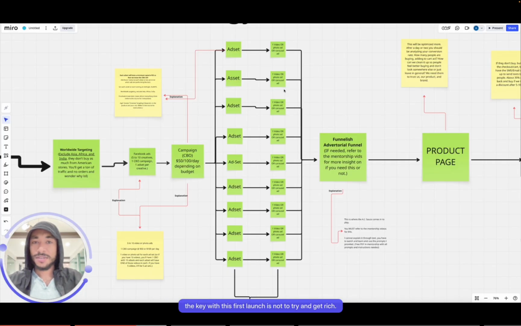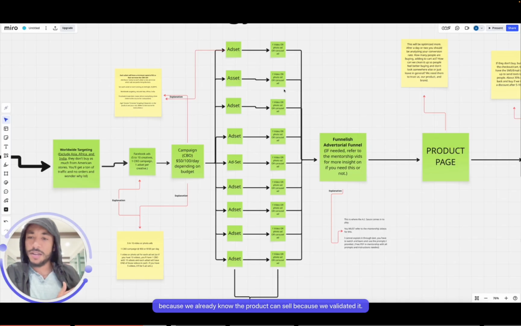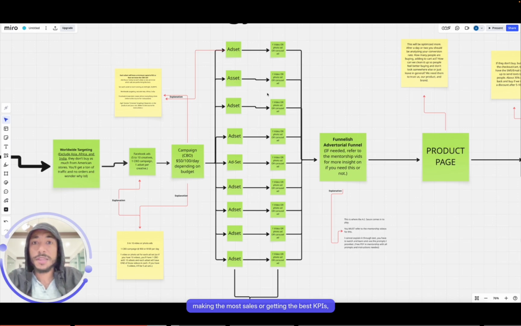the key with this first launch is not to try and get rich. Obviously, if we start making sales with this first launch, bro, you're in a good spot. Okay, but this is the initial test to see not if the product is working per se, because we already know the product can sell because we validated it. We're testing which one of these 10 videos or photos are actually making the most sales or getting the best KPIs, like the cheapest KPIs, right?